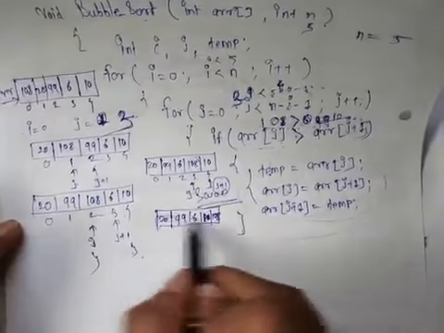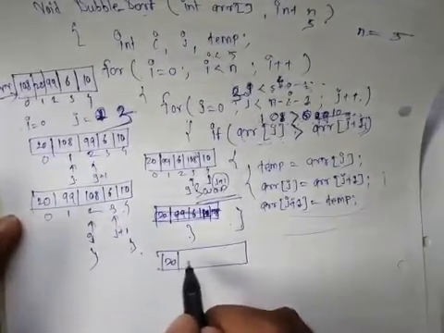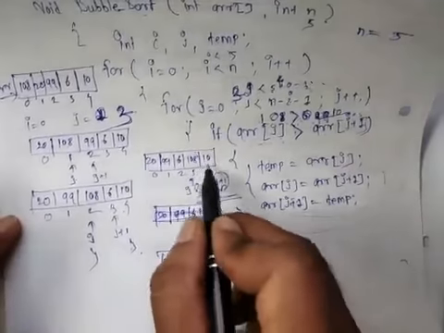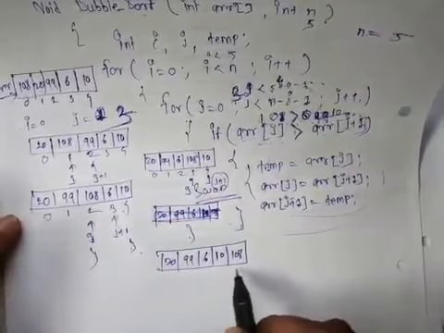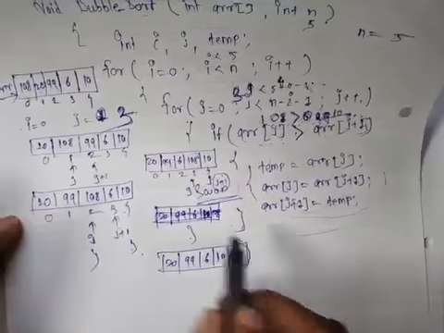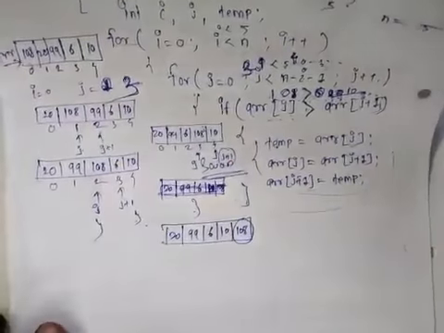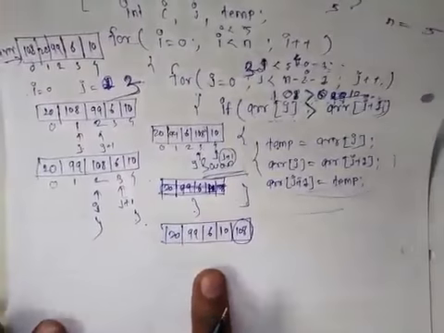Okay, so what happened here? I'm writing it again. 20, 99, 6, and here comes your 10. So this 10 will swap with 108, and here comes your 108. So finally what happened? The largest element of this sequence is bubbled out. So that is why we call this algorithm bubble sort.